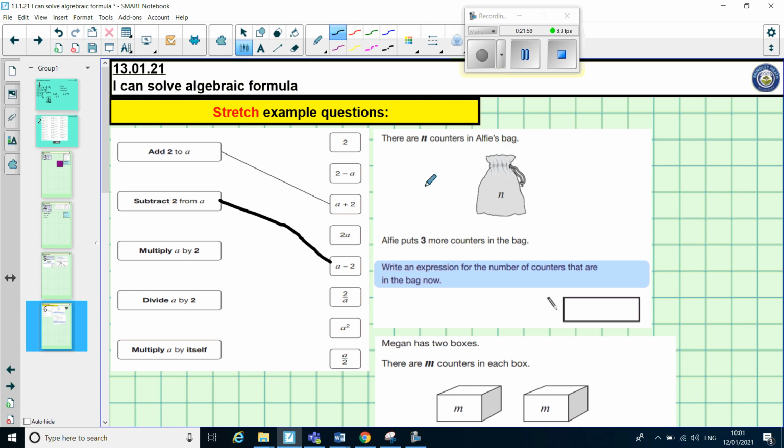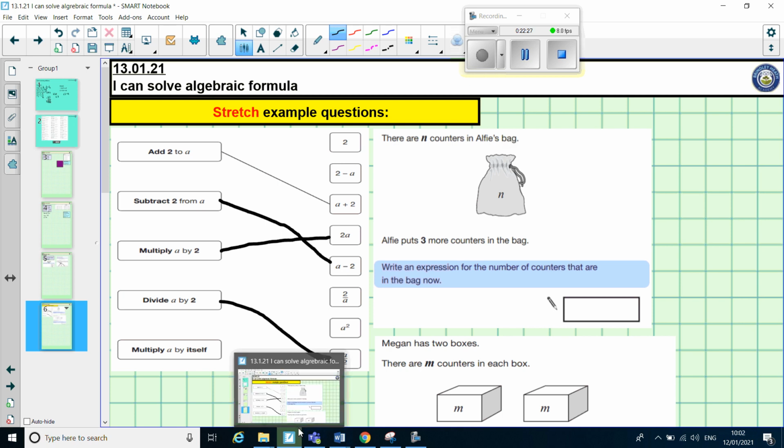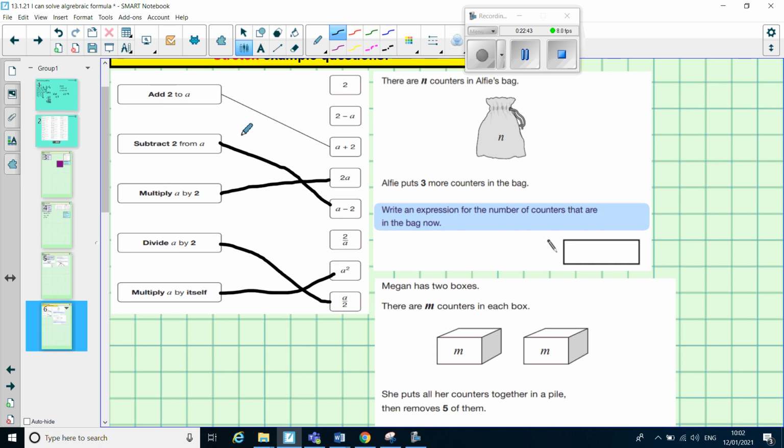Subtract 2 from A. Pause the video now and see if you can work out what the other 3 cards would match up to. Okay, multiply A by 2. That would match up to 2A. Remember, multiply means 2 lots of A. Divide A by 2. I think this is the trickiest one on here. But if you're dividing A by 2, it has to be this one. A on the top with the 2 on the bottom. Okay, that's what that means. And the last one, multiply A by itself. Well, that would be A squared. Okay, some tricky questions there, but remember this is the stretch.